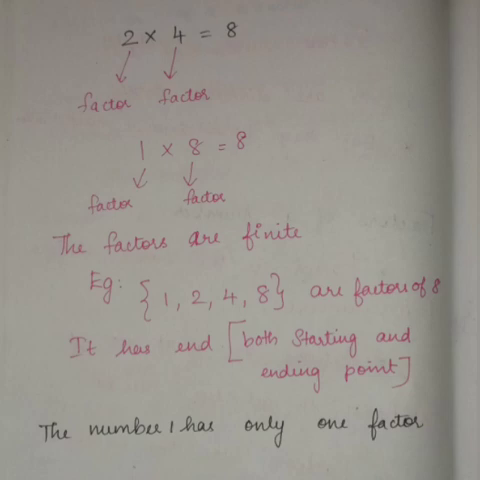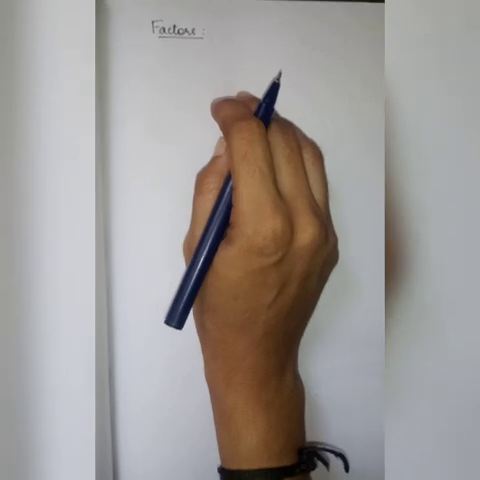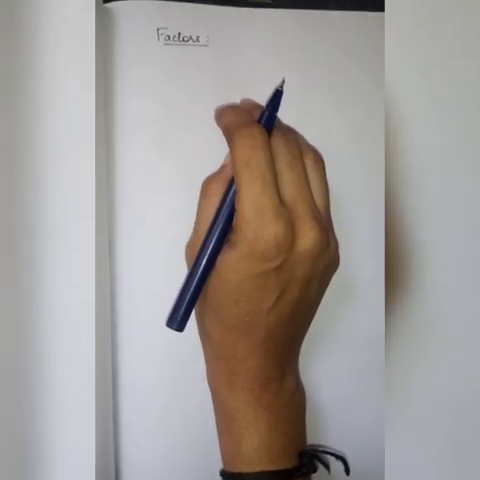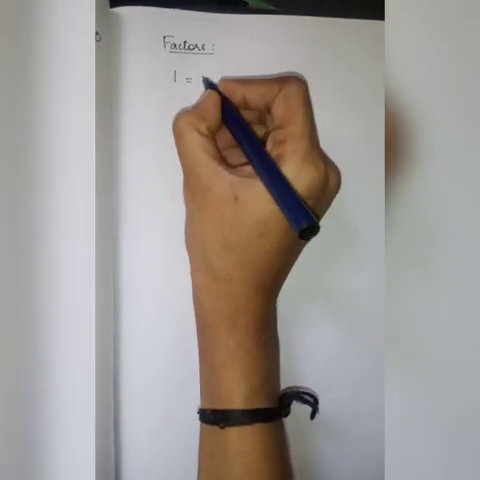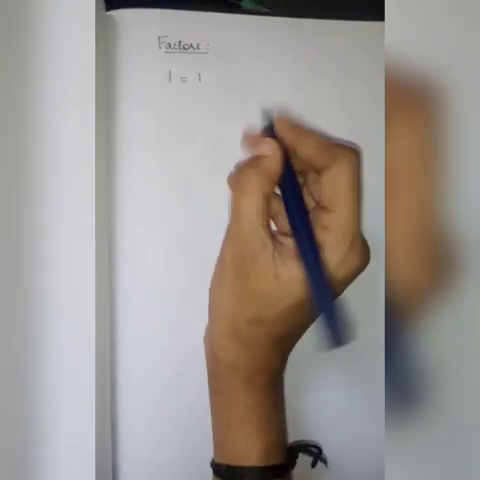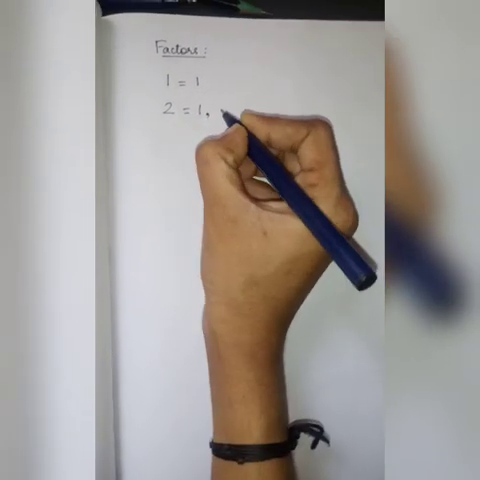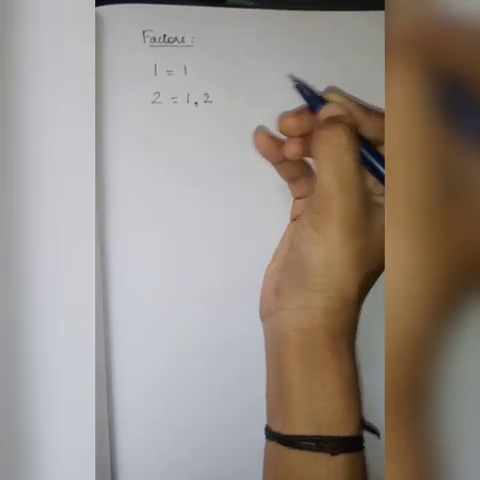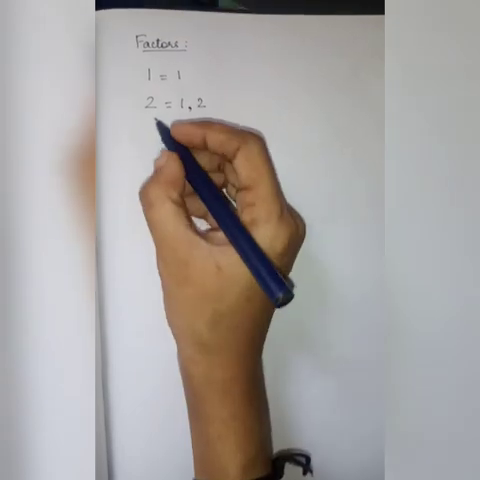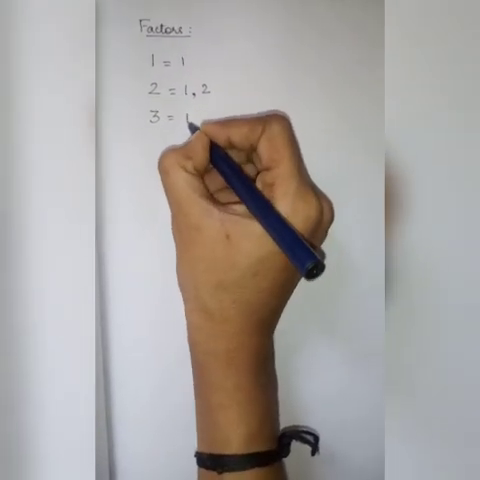Next, the number 1 has only one factor, because 1 is written as 1 into 1. Both are 1, so the number 1 has only one factor, which is 1. Understood what is meant by factors? Here I am going to write the factors for a few numbers. What is the factor of 1? Only 1, because 1 ones are 1. What are the factors of 2? It comes in the first table and the second table. That's all, 1 two is 2.